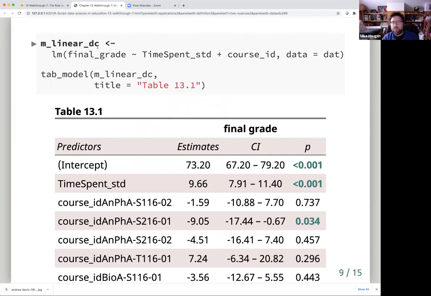So here's the code for the first basic linear regression, and it's kind of familiar. So lm, we have the dependent variable, then the tilde, and then you list the independent variables. So we have the time again, and then we have the course ID. The table that's created here actually has like 26 courses. I only have a few here that you can see. And we notice the intercept at 73.2, so like 73 out of 100 on the course.